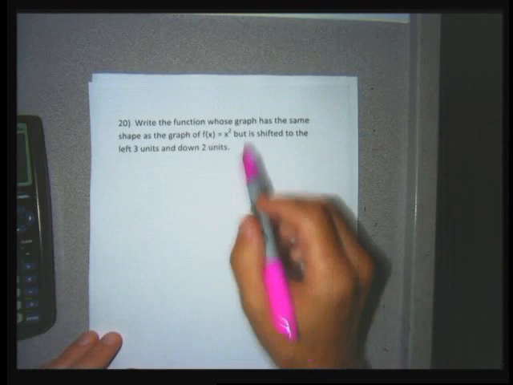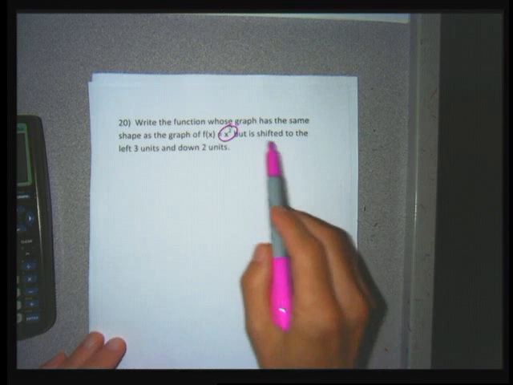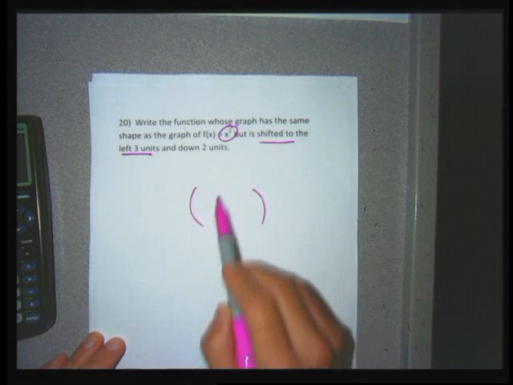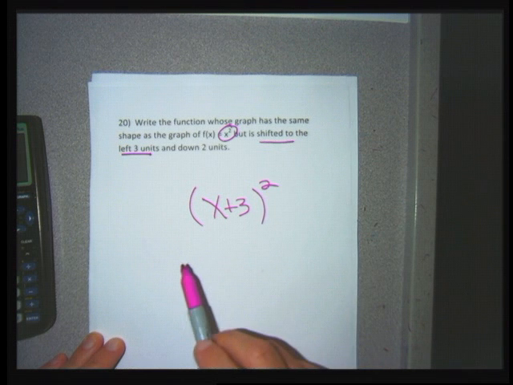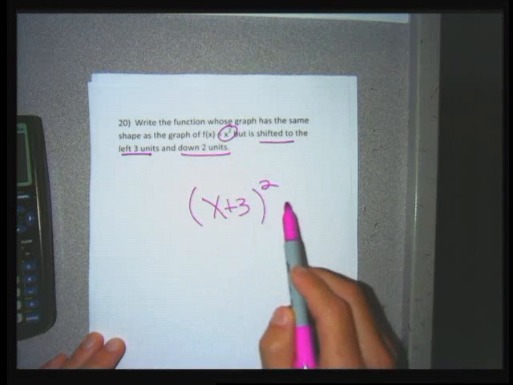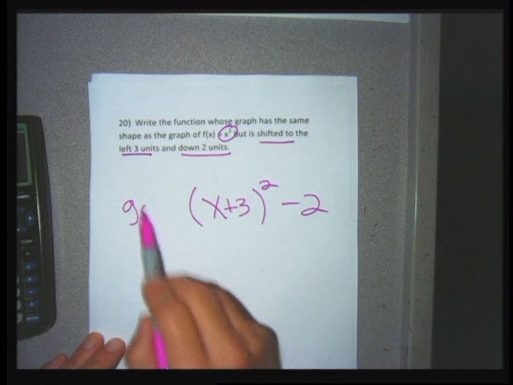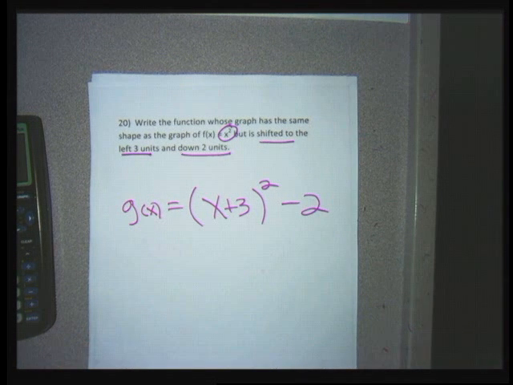Problem 20, I also want something with the same shape as x squared, so I know I'm going to have a square. First thing I see is I need it shifted to the left 3 units. To shift to the left 3 units, I need an x plus 3 inside of parentheses. And then for the down 2 units, I need a minus 2 after the parentheses. I'm going to call all of these g of x just to be lazy. Otherwise it gets too hard to name them.